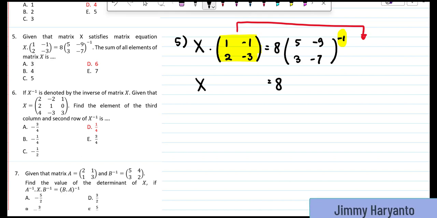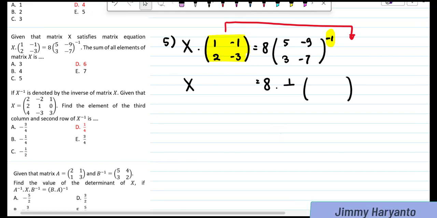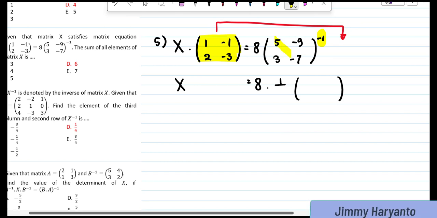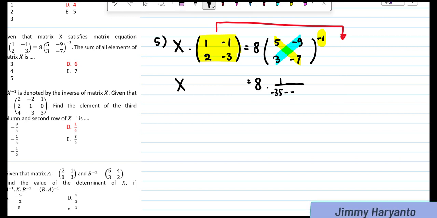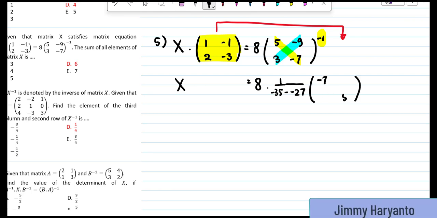negative 1. That means you have to inverse this matrix, and the formula for inverse is 1 over determinant times the adjoint. Okay, let's try to find the determinant first. This one is negative 35, so you will write negative 35 right there, and then the other one will be negative 27, so it will become minus 27 like that. And then for the adjoint, it will be negative 7 and 5, and then for the negative 9 it will become 9, and for the 3 it will become negative 3.